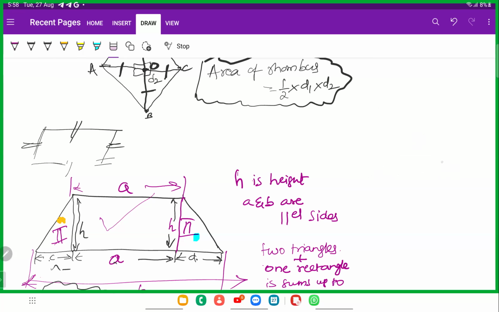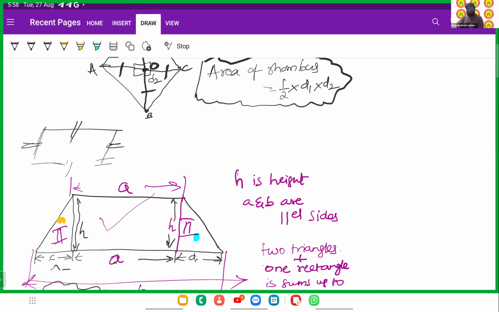So the diagonals are also perpendicular, sir. Where? In square? Yes, sir. Sir, it is said that in a square, the diagonals are perpendicularly bisected. But in a square, all sides are equal.